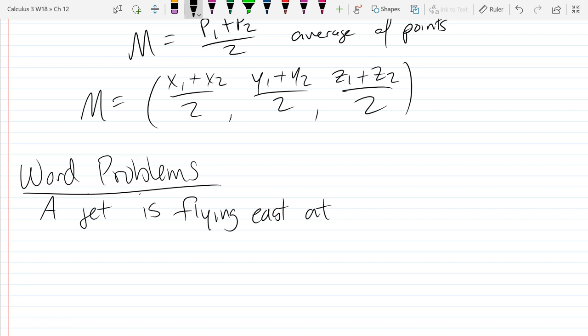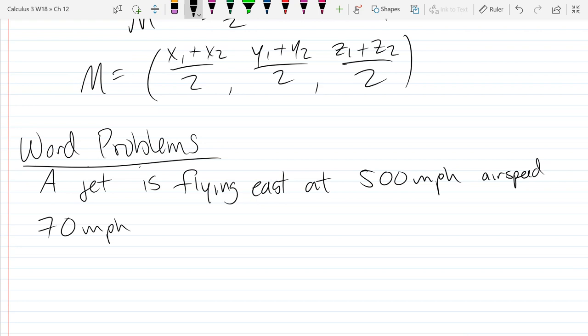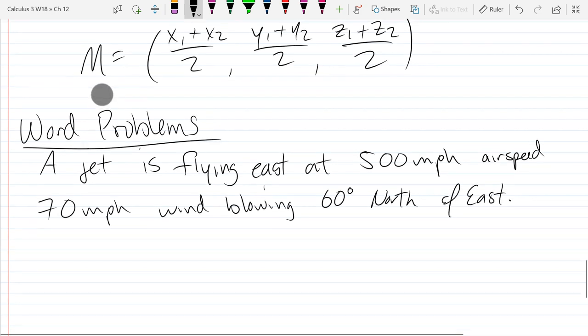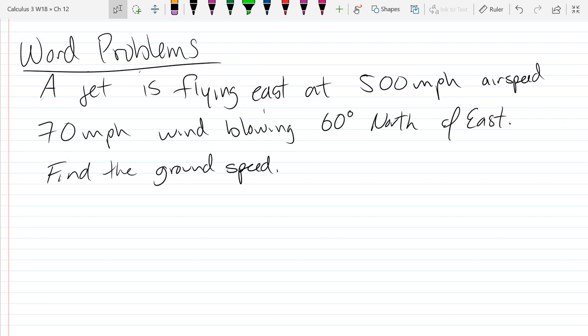A jet is flying east at 500 miles per hour airspeed. And there is a 70 mile per hour wind flowing north of east. Find the ground speed. So we have a jet flying directly east really quickly. This is an overhead view, and that's the velocity of our jet flying east.